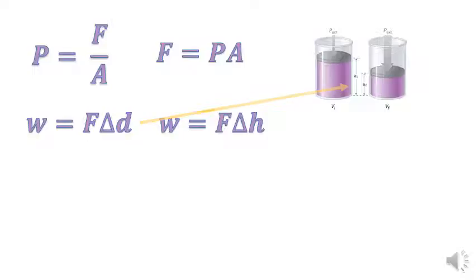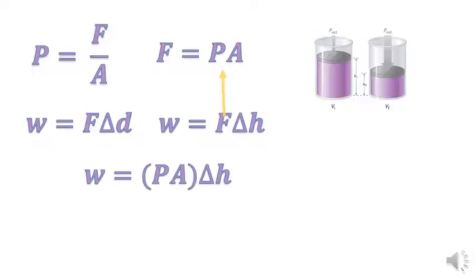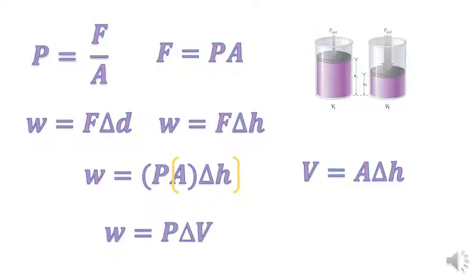Looking at this equation, we can now look at the force term. Well, force is pressure times area. So I'm going to substitute force for PA. Now, another equation that we've used is the volume equation. Volume is area times height. Well, in this case now, I can substitute V for area times height. And I end up with work is equal to pressure times the change in volume.